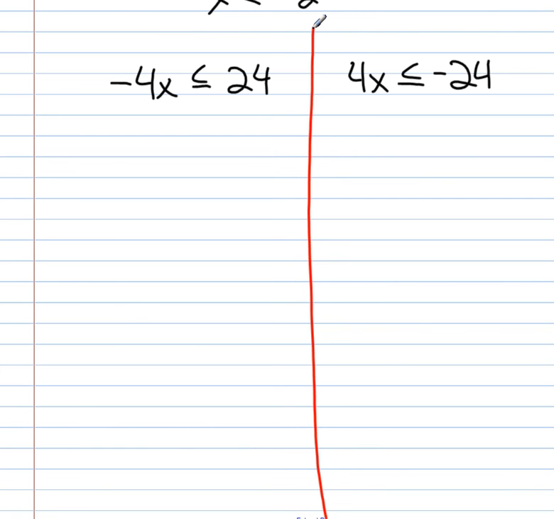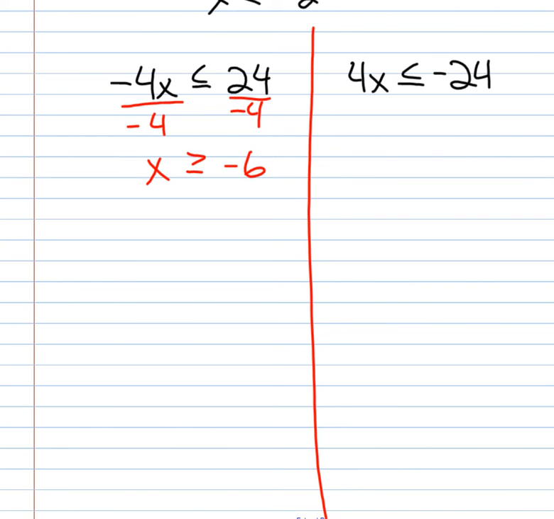What would we have to do over here? We divide them both by -4. So this would be x, and this would be -6, correct? Since we divide by a negative number, what do we do with the sign? So we flip it. So this would actually become greater than or equal to -6. Okay?